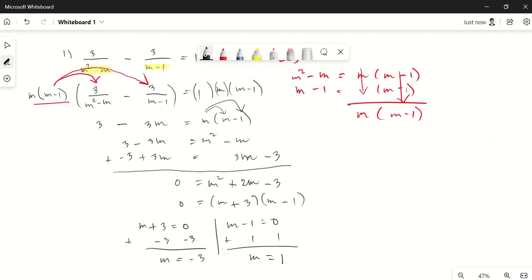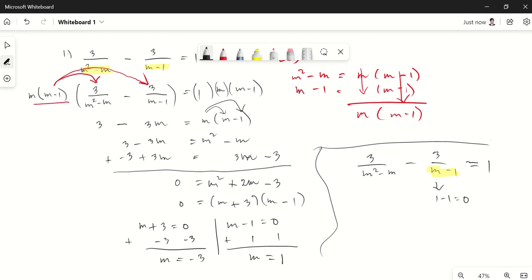So as of the moment, we have two values, negative 3 and 1. But if you look at the given equation here, 3 over m squared minus m minus 3 over m minus 1 is equal to 1. So if you look at this part here, if m is 1, that would be 1 minus 1, which will turn out to be 0. That means m minus 1 is a non-permissible value, because this will make the equation undefined.